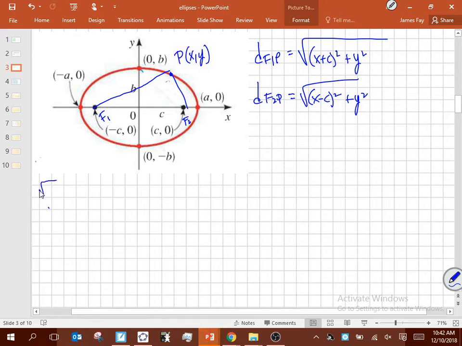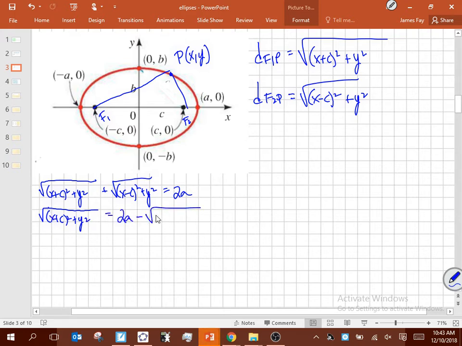So we're going to write this as the square root of x plus C squared plus y squared, plus the square root of x minus C squared plus y squared, should equal 2A. Now all we're going to do is try to manipulate this to get an equation that is useful, that's friendly. The first thing I'm going to do is isolate one of these radicals. So I have the square root of x plus C squared plus y squared is equal to 2A minus the square root of x minus C squared plus y squared.